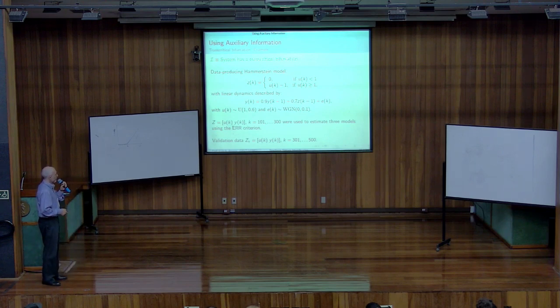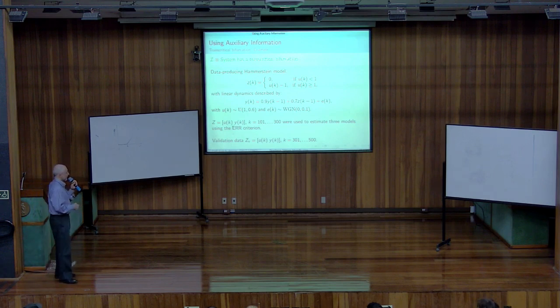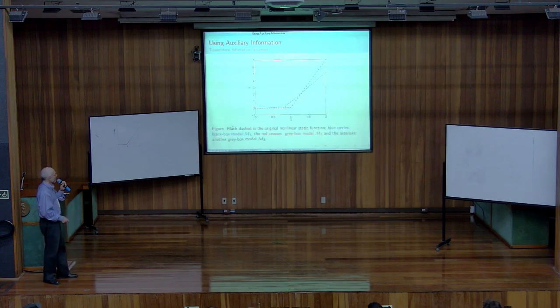I produce 500 time samples from this system. I will use the first 300 to compose the dynamical set. I'll save the last 200 to compose the validation set. Okay. And of course, I may or may not imagine that I have this prior knowledge, which is the static function of the system.